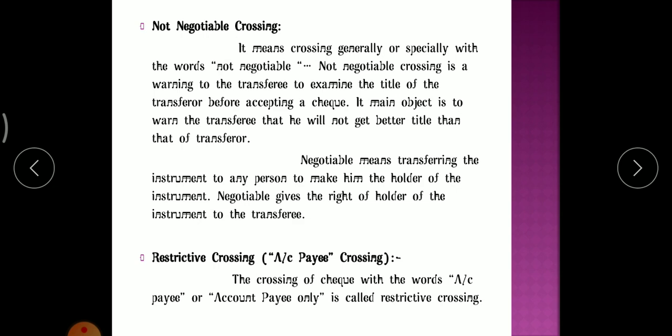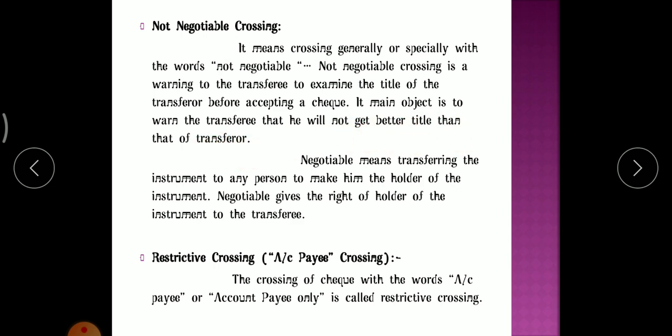What do you mean by not negotiable crossing? A not negotiable crossing means it is a warning to the transferee to examine the title of the transferor before accepting the check. Okay, so before accepting the check, the bank has to verify it completely. Its main objective is to warn the transferee that he will not get a better title than that of the transferor. What is the main object of not negotiable crossing? To warn that he will not get a better title than that of the transferor.